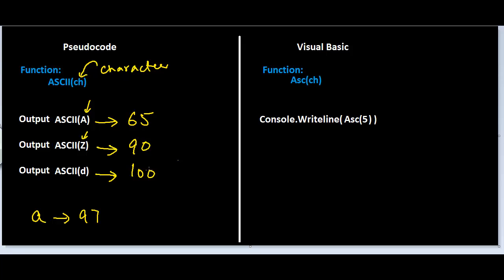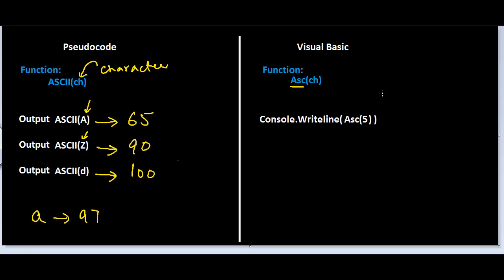The same function being used in Visual Basic is spelled slightly differently. Here the spelling is ASC only. Instead of ASCII we are using ASC only. The rest of the use of the function is the same as in pseudocode.